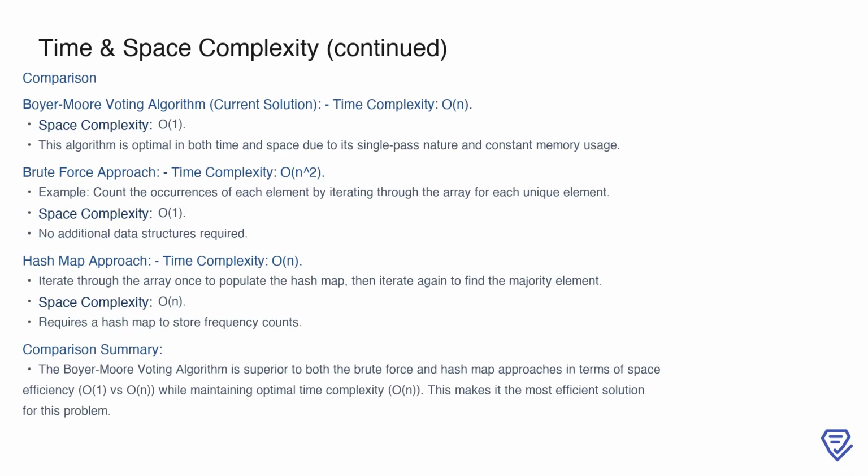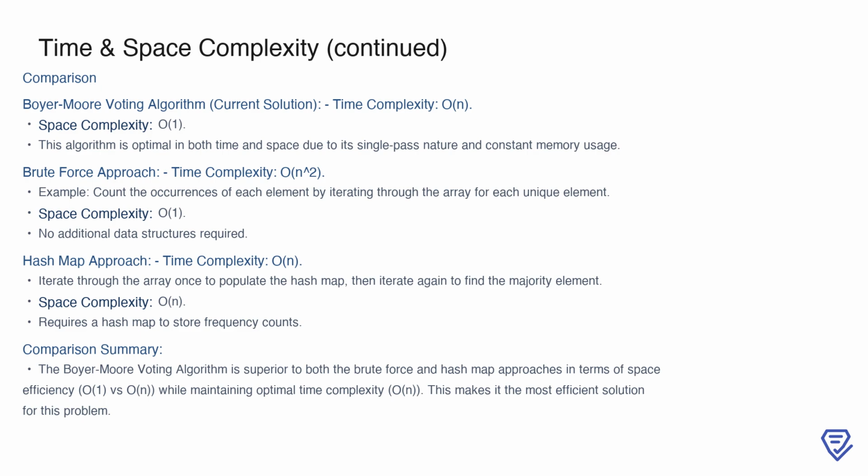Finally, let's compare the Boyer-Moore voting algorithm to other approaches. In terms of time complexity, it matches the efficiency of the hash map approach at O(n), but significantly outperforms the brute force method, which runs in O(n squared). However, the real advantage lies in space complexity.